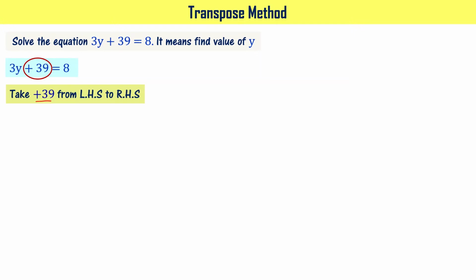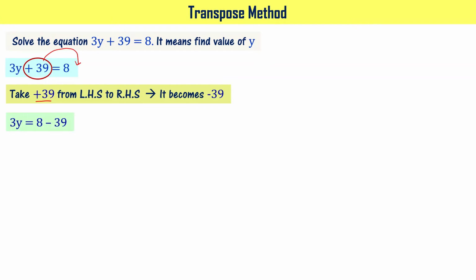But the point you have to note here is when you are transposing plus 39 from here to this side, what happens is plus 39 becomes minus 39. This has to be noted. When you want to transfer, the sign is going to get changed from plus to minus. If it is minus, then it becomes plus. So since we are transposing plus 39 from LHS to RHS, it becomes minus 39 on the right hand side.